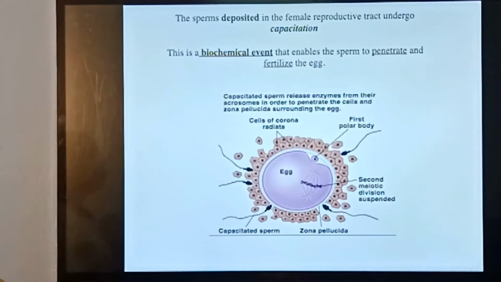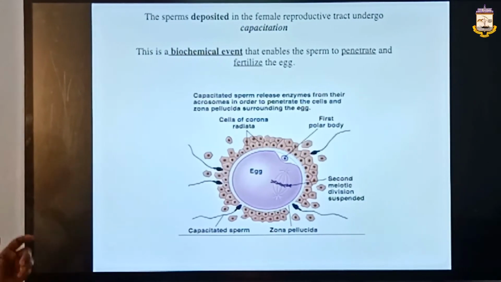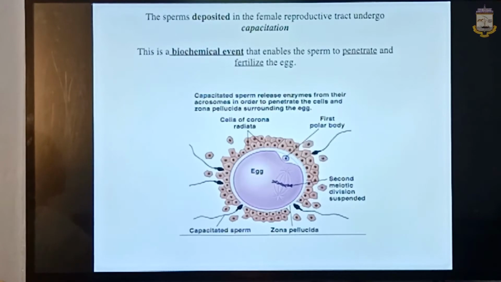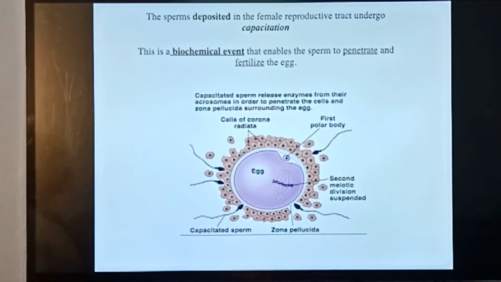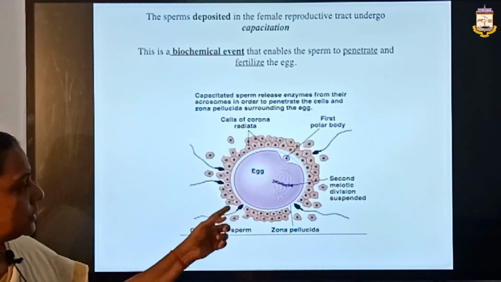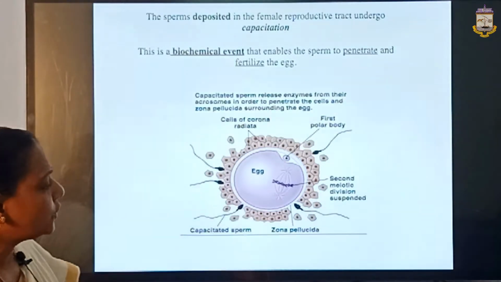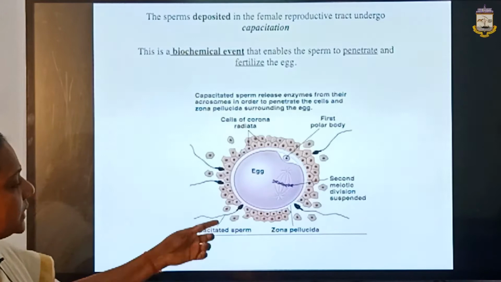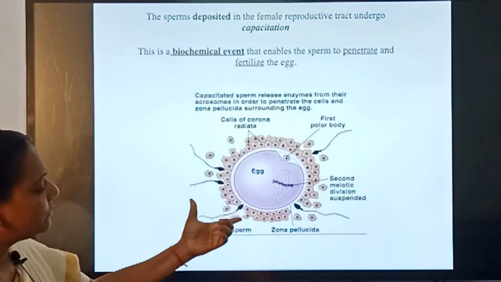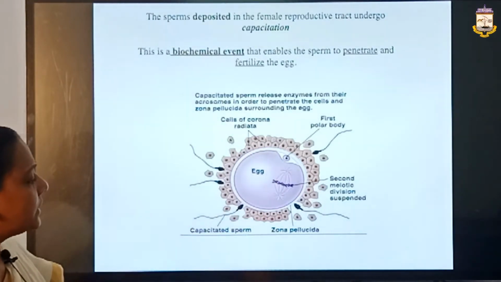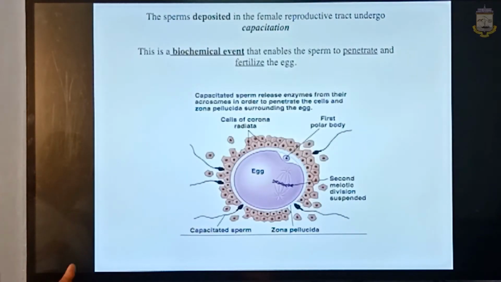Okay, next one. Before that, what has to be done for the sperm? The sperm has to be capacitated. That means it has to be made functional on the basis of biochemical events. That only enables the sperm to penetrate the egg. For that, you can see the picture here: the outermost layer, the corona radiata, and then the zona pellucida. All these are the layers of the egg. The egg has to be covered with thick layers, and the sperm has to enter inside with some biochemical events. So this functional aspect we call capacitation.